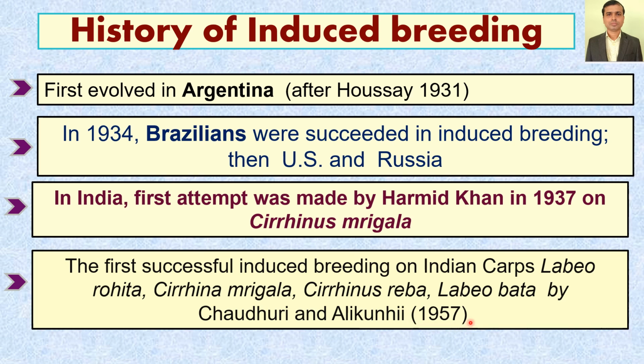Here I should mention that to commemorate their first success of induced breeding in carps, the Government of India is celebrating the National Fish Farmers Day on 10th of July every year.